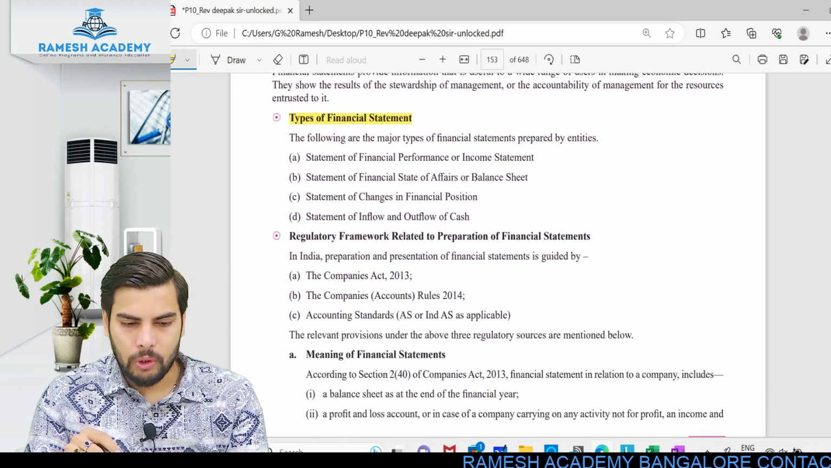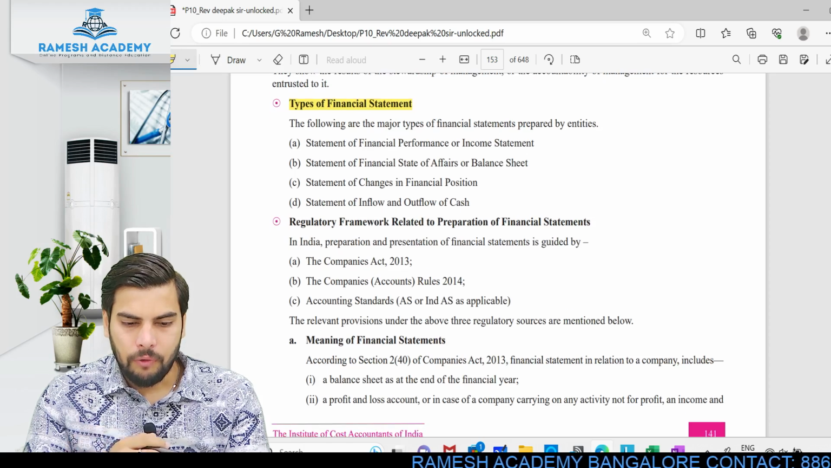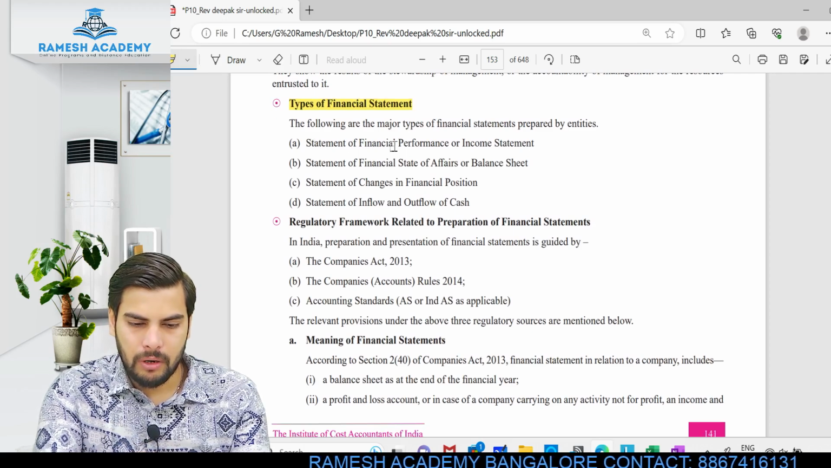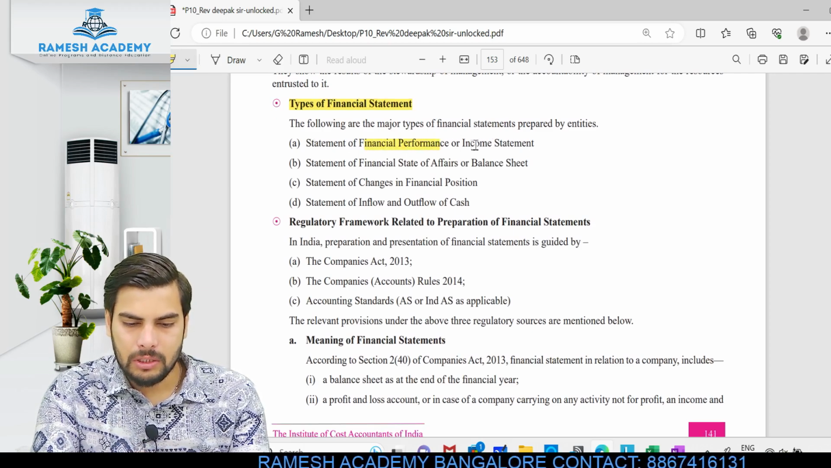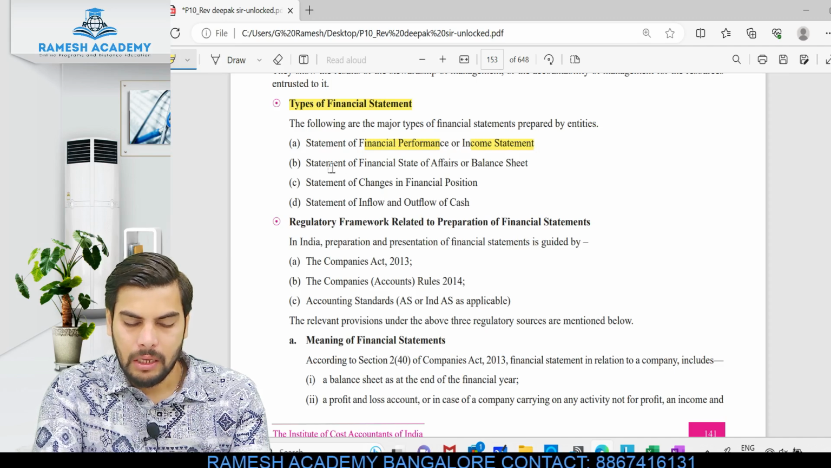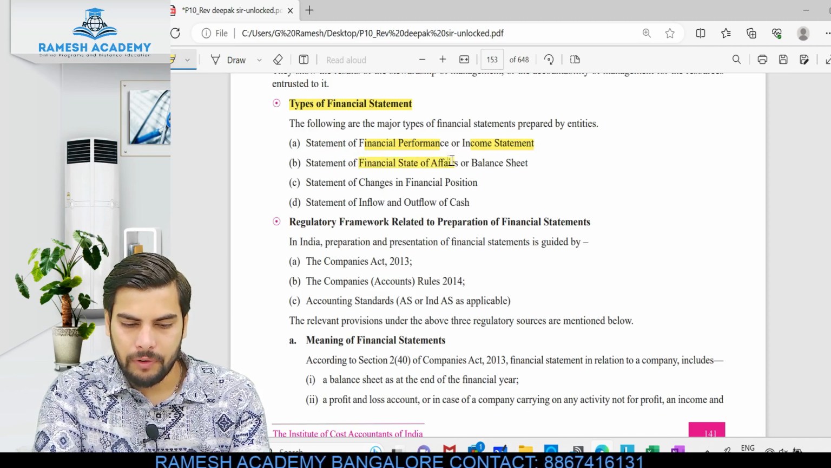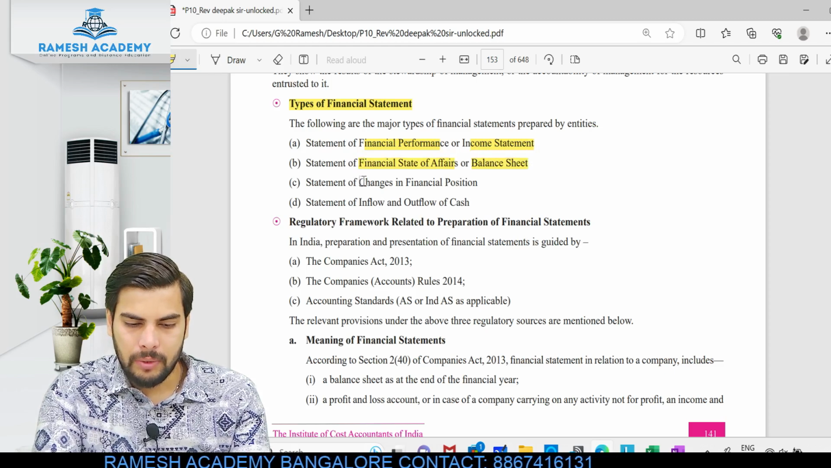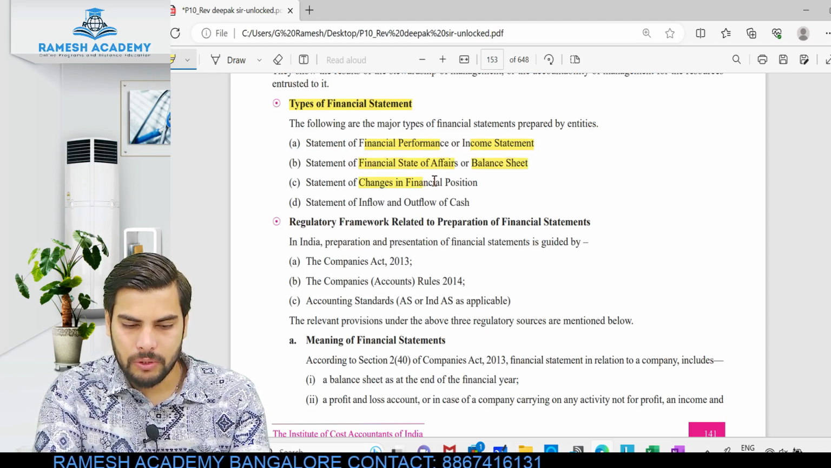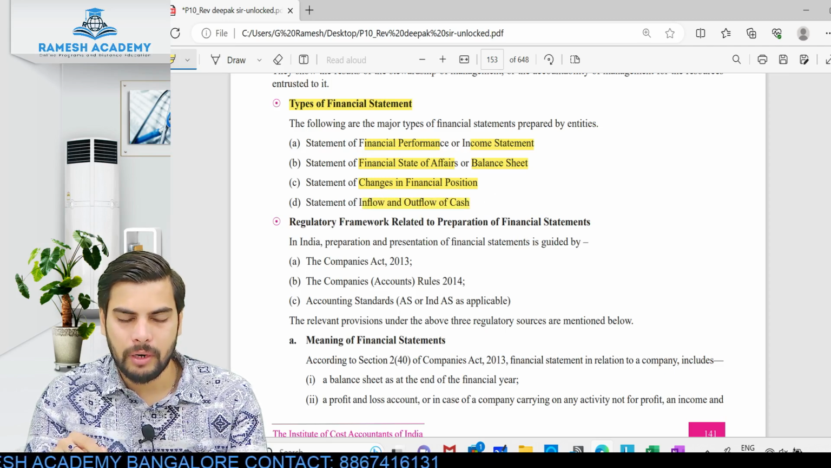Okay, let's talk about types of financial statements. The following are the major types of financial statements prepared by entities. Okay, so the statement of financial performance, which is also called the income statement. The statement of financial state of affairs, or balance sheet. The statement of changes in financial position. Okay, the statement of inflow and outflow of cash, that would be the cash flow statement. So these are the different types of financial statements.